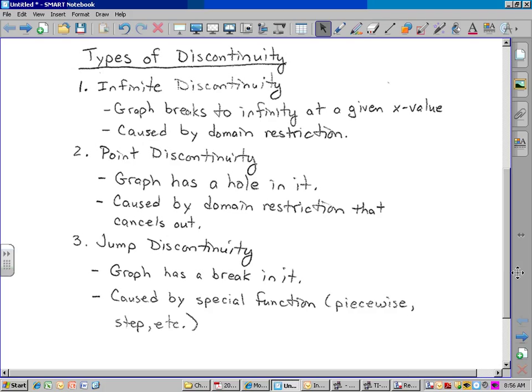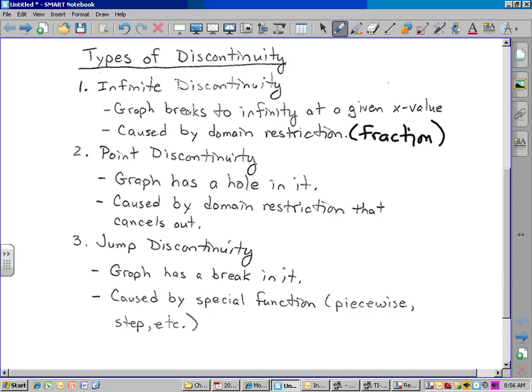This is caused by a domain restriction, specifically a fraction. So if you have a domain restriction caused by a fraction, that means, do you have anything that would cause a zero in the bottom? Because you can't have zero on the bottom of a fraction. If you do, you are going to have probably an infinite discontinuity.